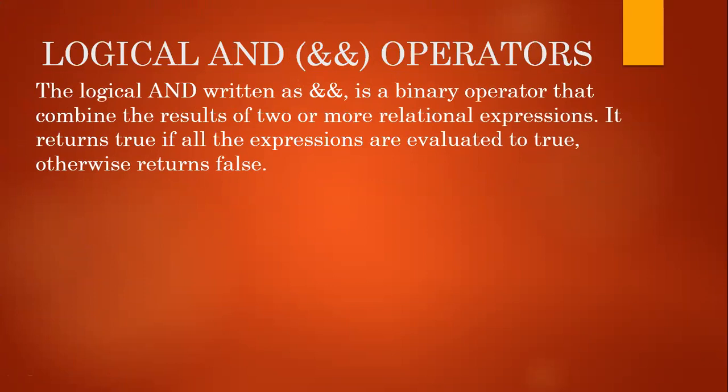The logical and, written as ampersand ampersand, is a binary operator that combines the result of two or more relational expressions. Why is it a binary operator? Because we use it with two operands, for example A greater than B and A less than C, and combine the result of the two relational expressions.